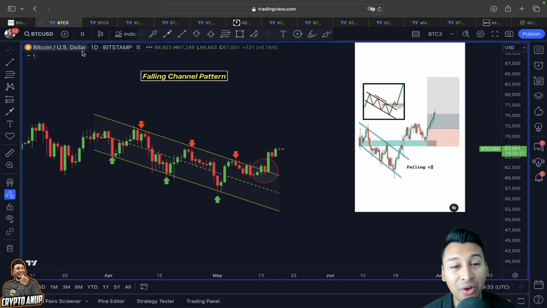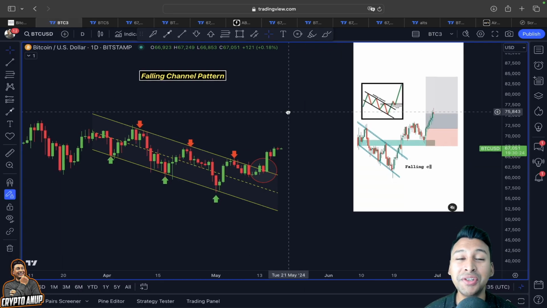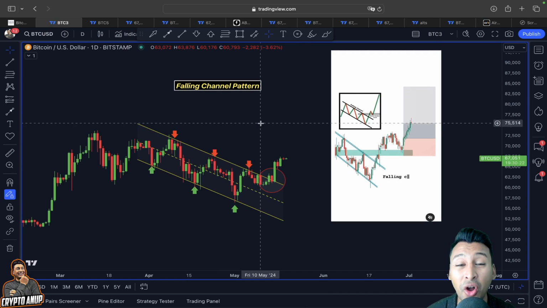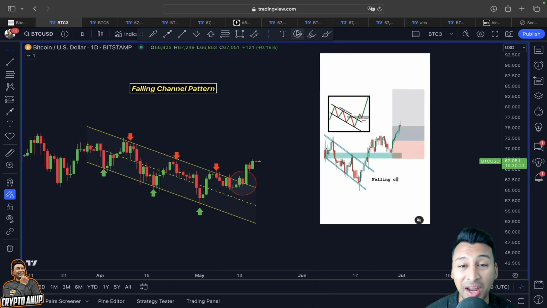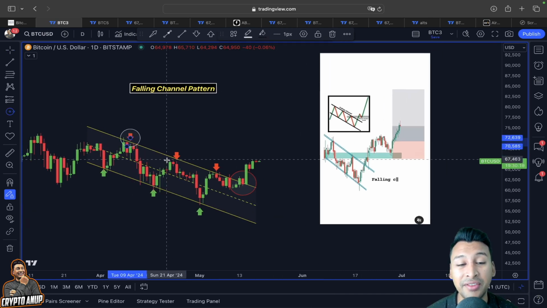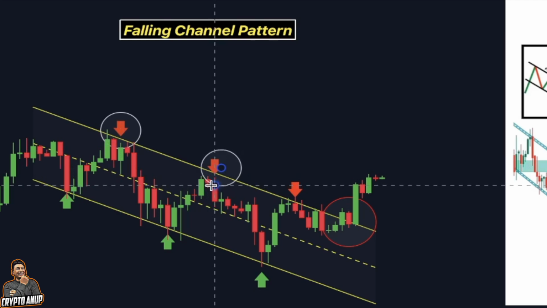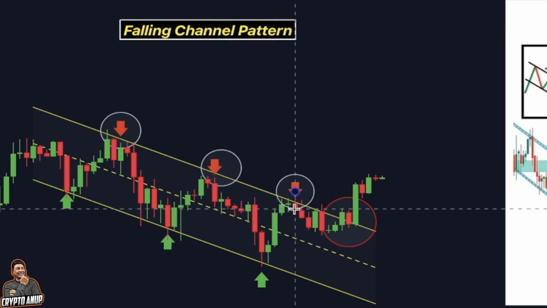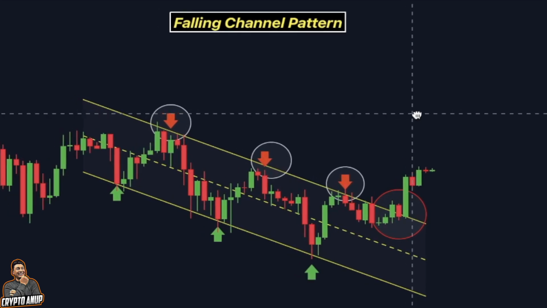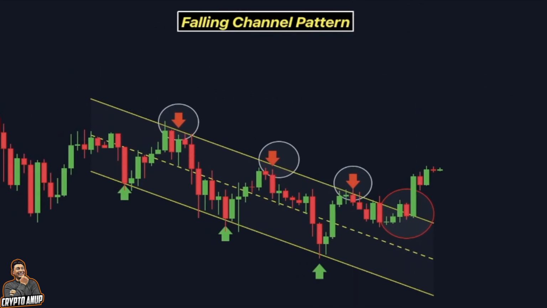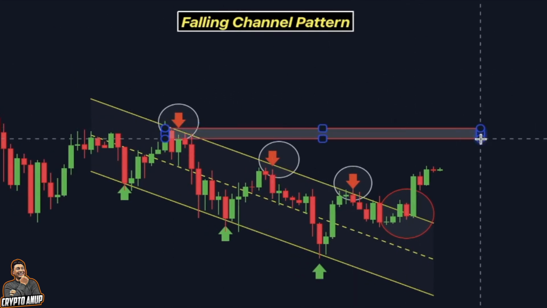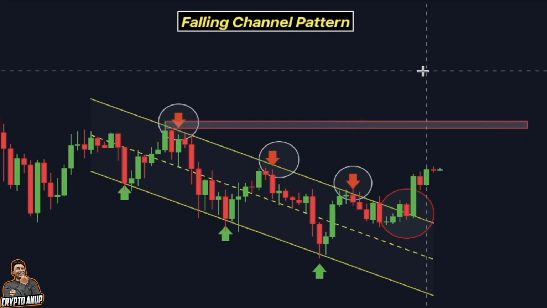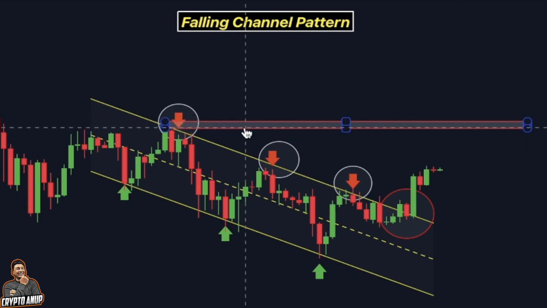Now, what I want you guys to do is to simply monitor this falling channel pattern, because according to this falling channel, since the price has already broken out of this key line of resistance, which rejected us in the past price action, it is now going to be looked at as a bullish continuation pattern. And according to this falling channel, our first price objective is definitely going to be the top of the channel, which sits above 70,000.